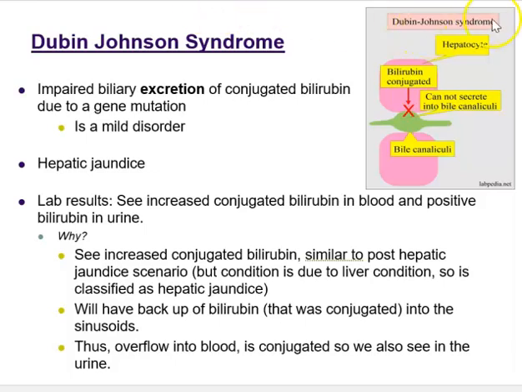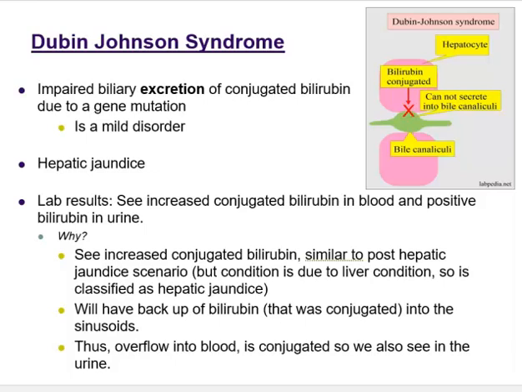Let's look over here to the right at the diagram. You have a hepatic cell, so you have your liver cell, and you have your conjugated bilirubin that's trying to move down into your bile canaliculi or your bile duct. And you see the X here, and that conjugated bilirubin cannot be secreted into that bile canaliculi or duct. So that's what's happening in Dubin-Johnson syndrome. So there's an impaired biliary excretion.